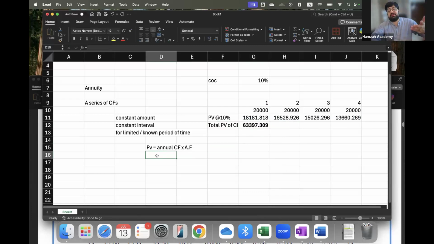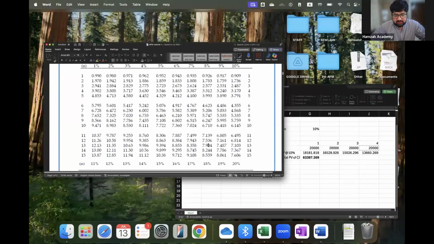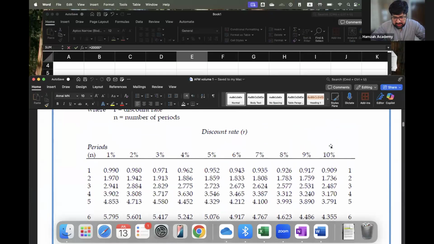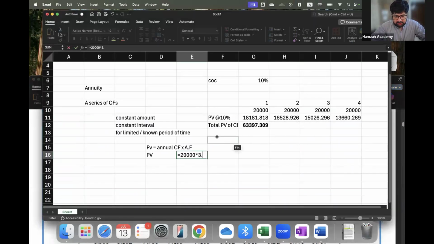Now through annuity factor, the present value of the same. So present value is equal to, how to calculate? Annual cash flow, that is 20,000, into annuity factor at 10% for four cash flows, 4 years. So annuity factor at 10%, in the annuity table you see, is 3.170. So you see, it is almost quite close. So that is the present value of cash flows through annuity factor.